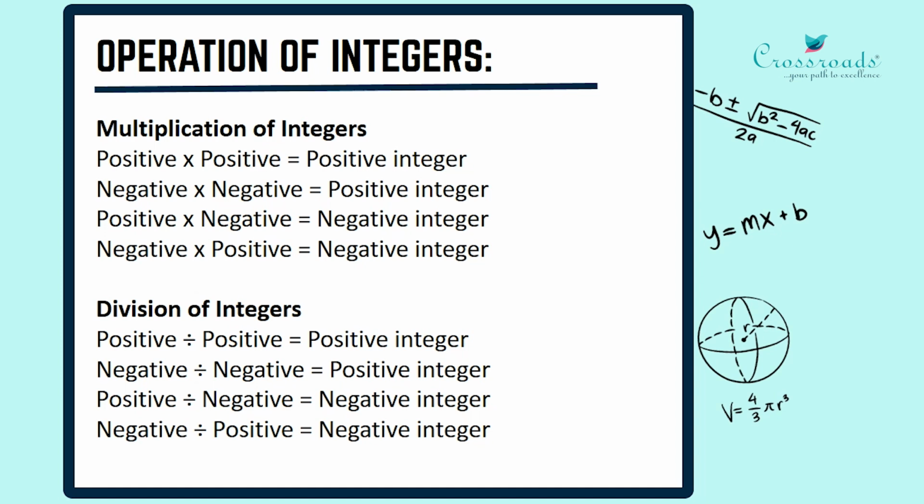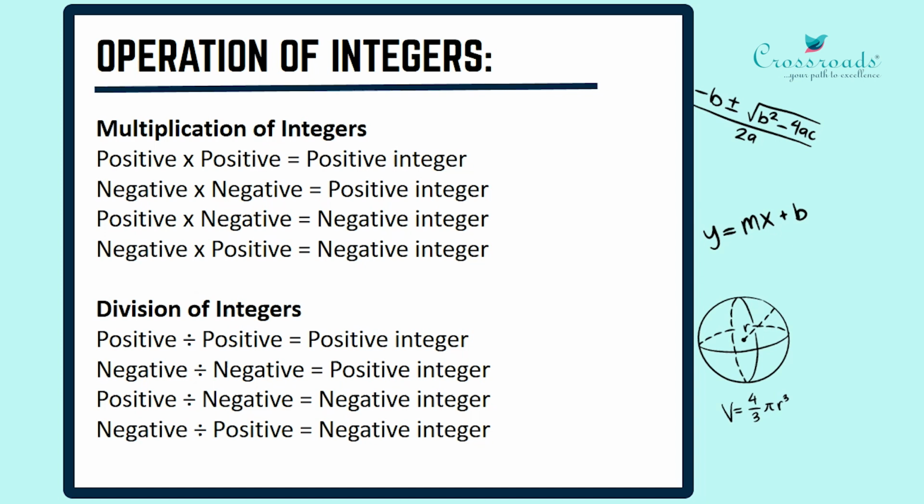Now, if I have a positive integer multiplied with a negative integer or a negative integer multiplied with a positive integer, the resultant product is going to be a negative integer. Say 8 into minus 3 or minus 8 into 3. The resultant answer is going to be minus 24 only.